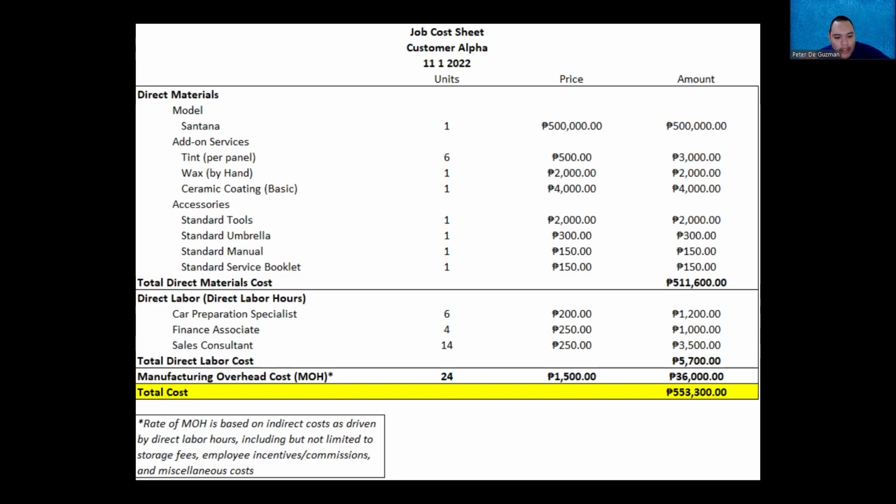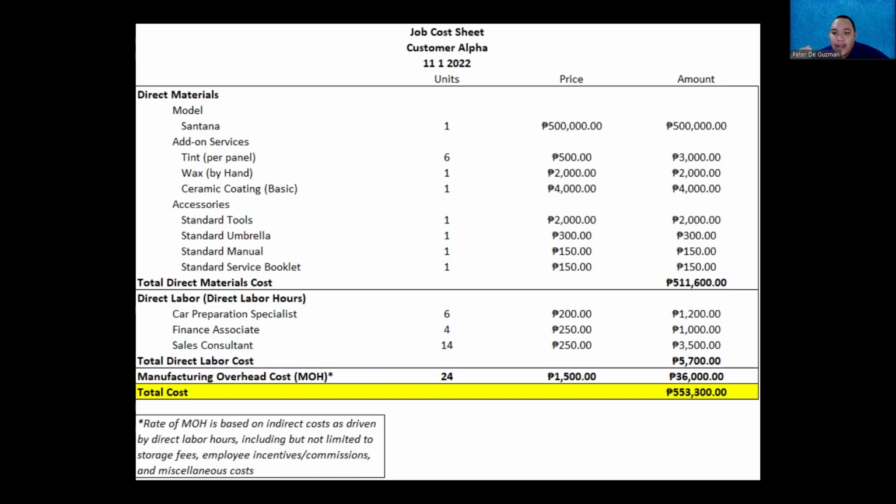So we keep moving on. We have 24 here for customer alpha. This is the sum of 6, 4, and 14, which are the three direct labor hour quantities of the three important employees in the transaction. And the corresponding price is 1,500 pesos. This is an arbitrary amount for the sake of having an example.